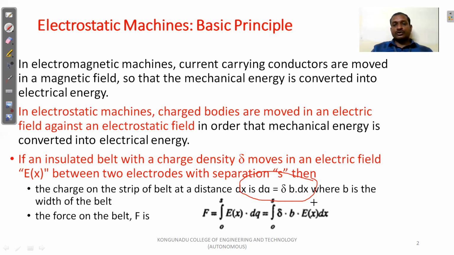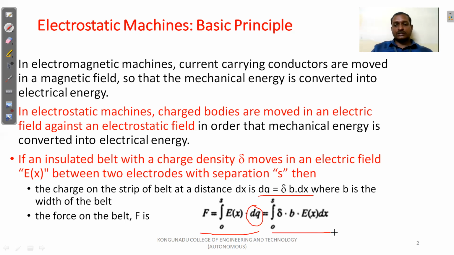Next, the force on the belt. F is equal to the integration with limits 0 to S, that is from distance 0 to S, of E of x into dq. This is the formula for force on the belt. We apply the dq value here: dq is equal to del b dx. So our equation can be written as the integral from 0 to S of del into b into E of x into dx. This is the force on the belt.